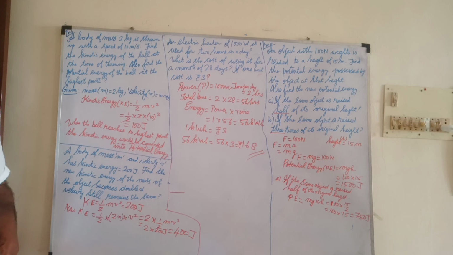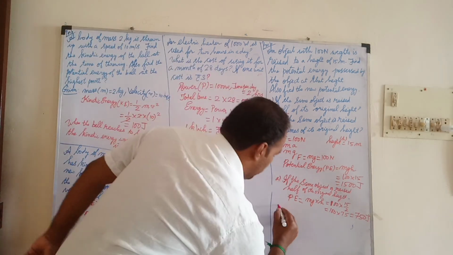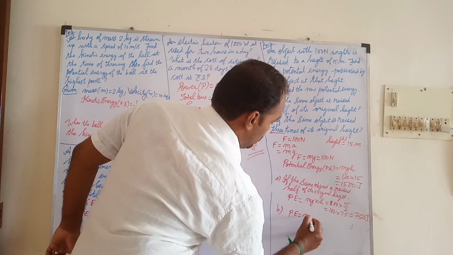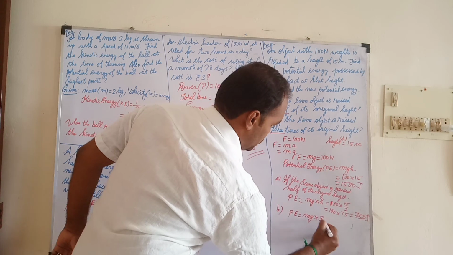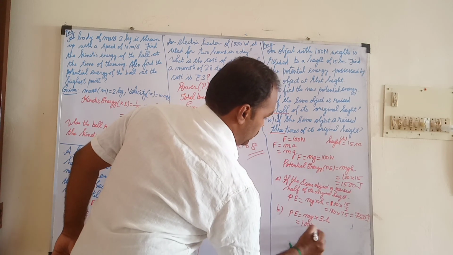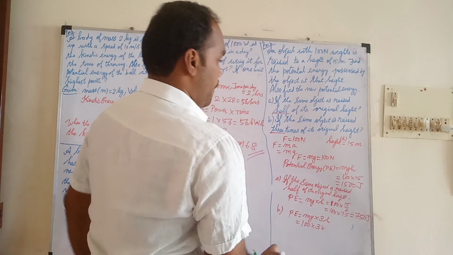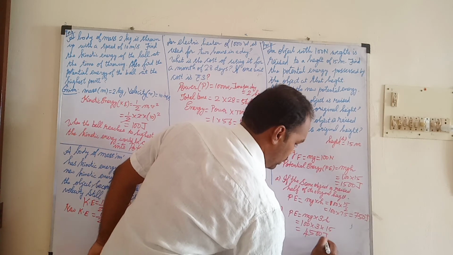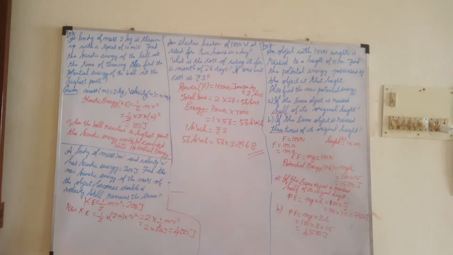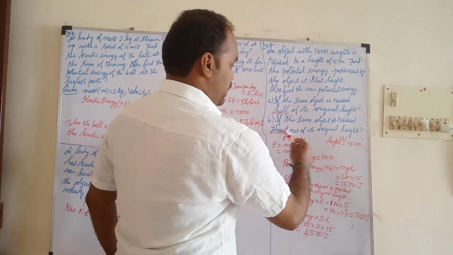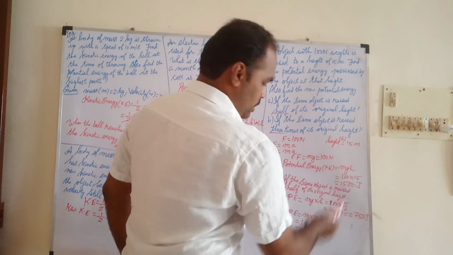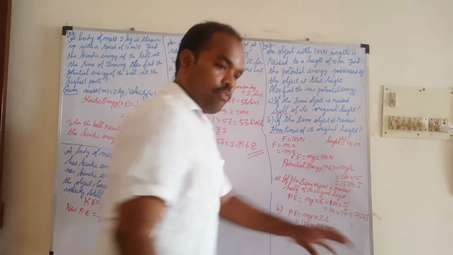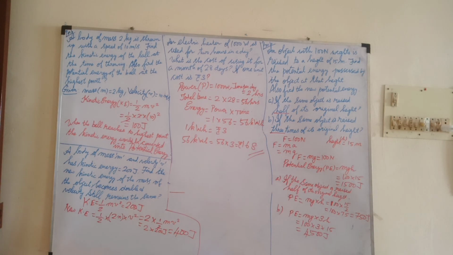Are you clear? Yes, sir. Any doubt? No, sir. Second question. What they are asking? Potential energy equal to mg into 3 times of its height. mg is what? 100. Height is how much? 3 times of 15. 4500 joule. See, 3 times of its original height. So 3 into 15, 45. 45 into 100, 4500. That's all.